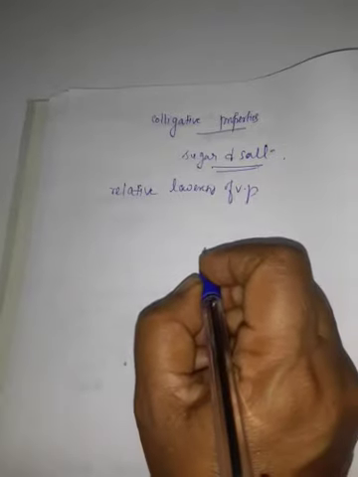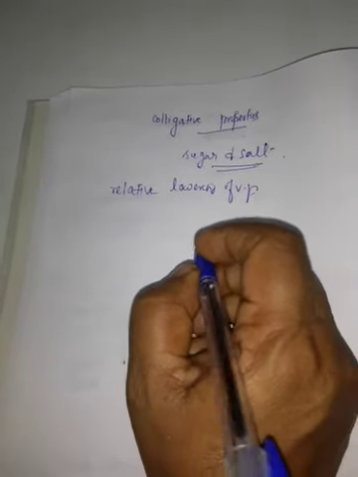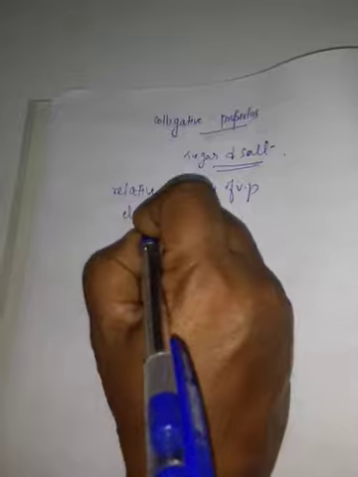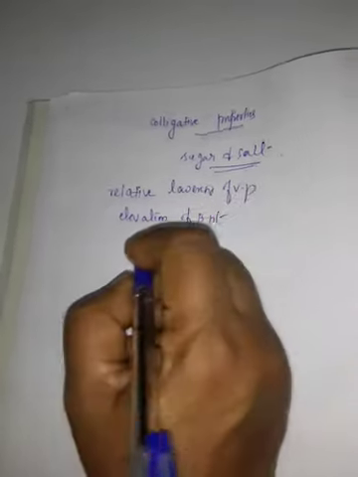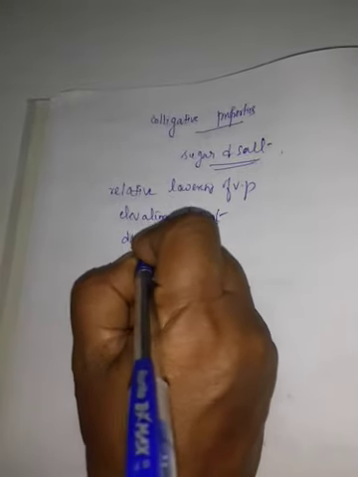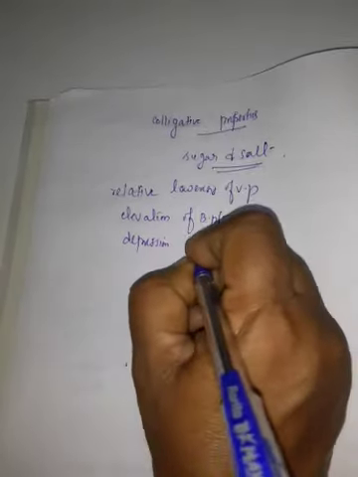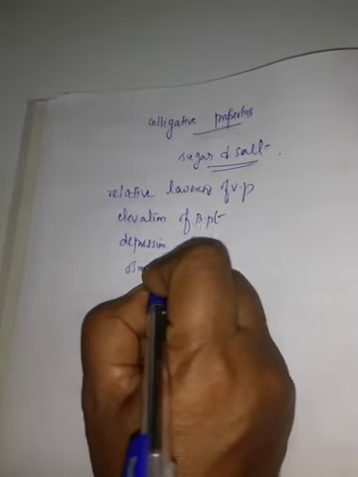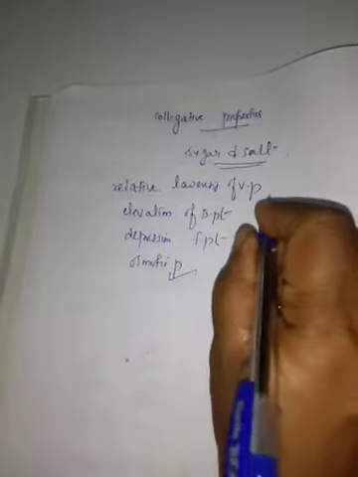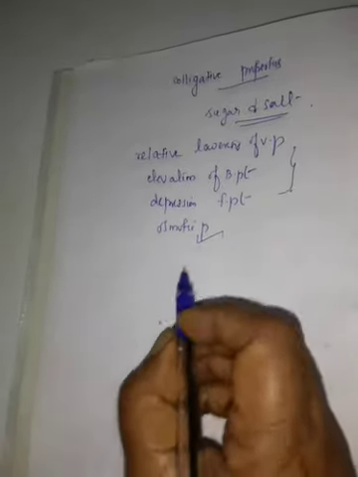However, for an ideal solution, the properties, namely relative lowering of vapor pressure, elevation of boiling point, depression in freezing point, and osmotic pressure. Osmotic pressure was already explained in the earlier videos. These three we are going to see today. First, we are going to see relative lowering of vapor pressure.